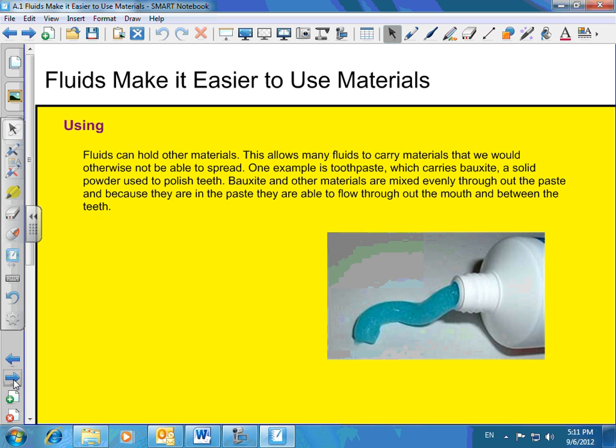Using. So fluids can hold other materials, and this allows many fluids to carry materials that we would otherwise not be able to spread. So one example is toothpaste, which carries bauxite, a solid powder used to polish teeth. Bauxite and other materials are mixed evenly throughout the paste, and because they are in the paste, they're able to flow through the mouth and between the teeth. Okay, if we just had solid bauxite not put into this fluid, we would actually not be able to get it between our teeth, which is the most important place that we need to put it.